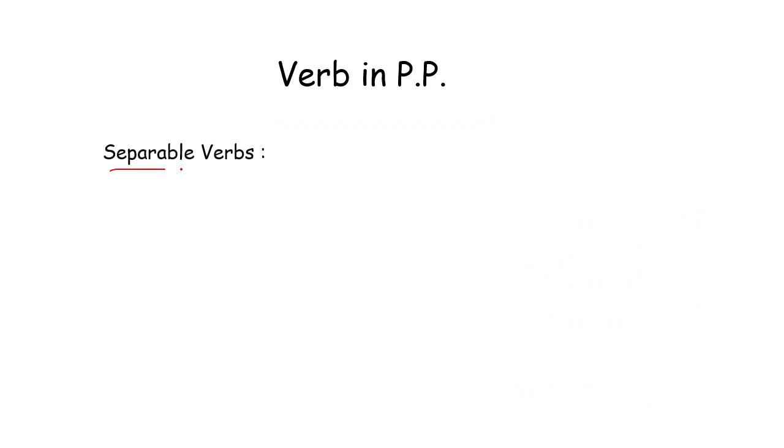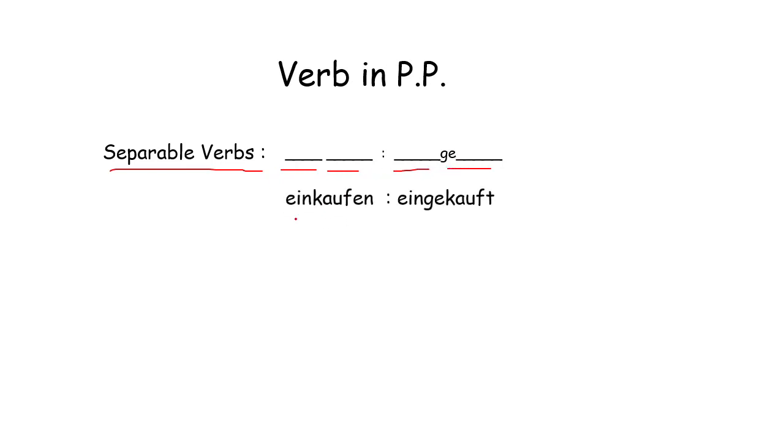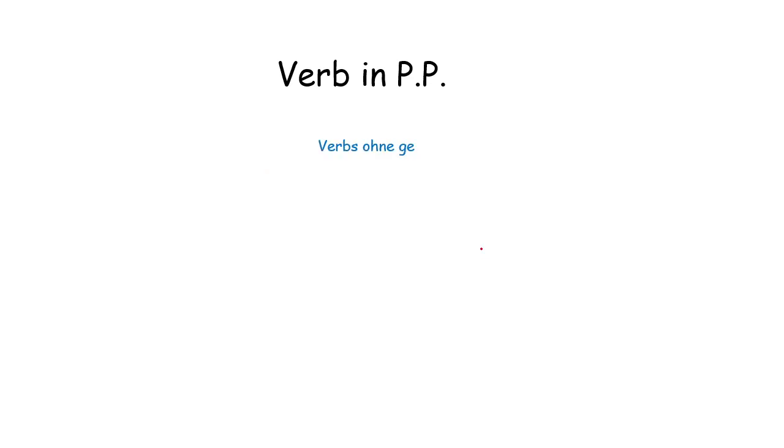And separable verbs. What would they be? Separable verbs we already know. We separate, and GE comes in between. Like einkaufen becomes eingekauft. Abfahren becomes abgefahren. Kaufen is a weak verb, T, remove N. Fahren is a strong verb, GE plus verb only.